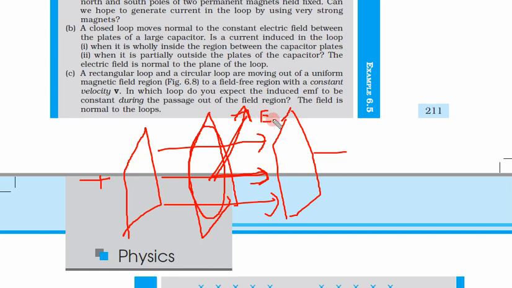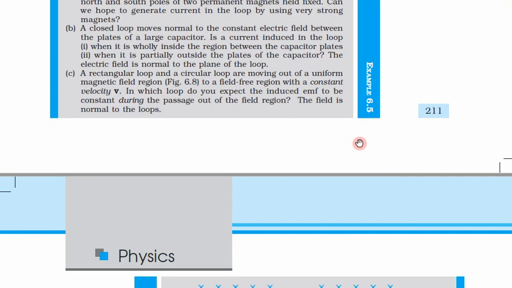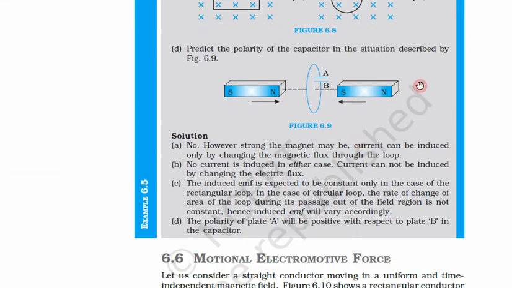Now this is the electric field. So now the question is that if this loop is completely inside this electric field produced by capacitors, will there be a current, or if it is half out or half inside, will there be a current? So that is the question. Now let us see the answer. The answer is no. Why? No current can be induced in either case.